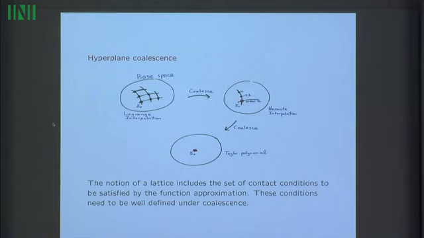So the notion of a lattice includes the set of contact conditions to be satisfied by the function approximation, and these conditions must be well defined under coalescence. So that's all set up rigorously in this paper.